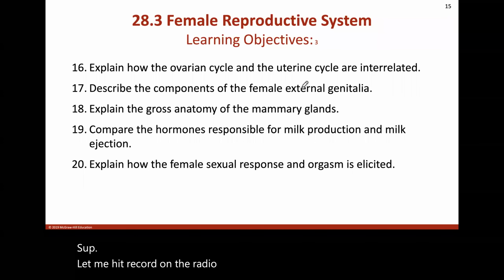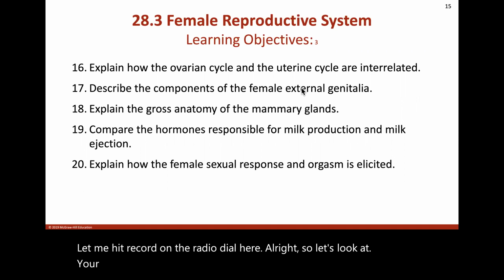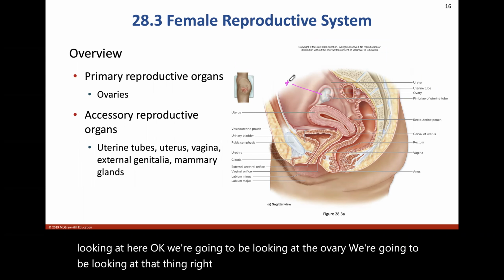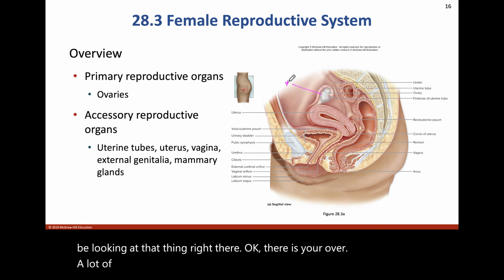All right, so let's look at your primary reproductive organ, because that's what we are going to be looking at here. Okay, we are going to be looking at the ovary. We are going to be looking at that thing right there. There's your ovary. A lot of action occurs there, and a lot of action occurs in the uterus. Those are the two major things that we are going to have a discussion over.